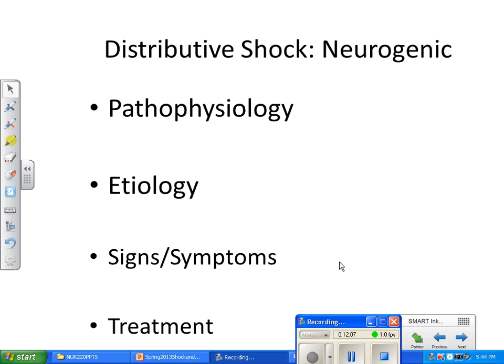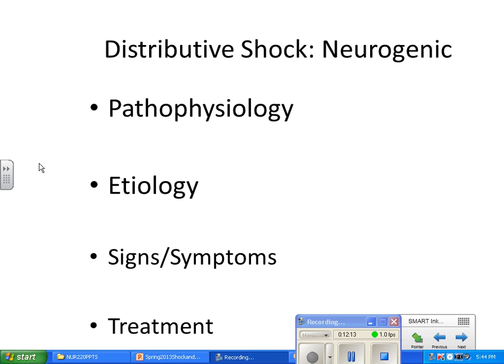TBIs, traumatic brain injuries, because you've had an interruption or damage to those tracts. Same thing with spinal cord injuries. You're not getting all the sympathetic nerve impulses to the periphery. One of the signs that is very specific for neurogenic shock, different from all the other types of shock, is related to the fact that we've lost sympathetic tone.